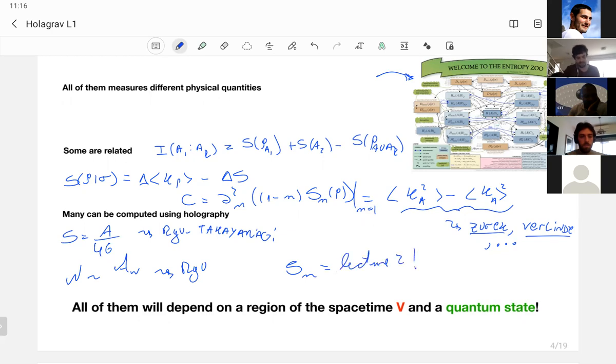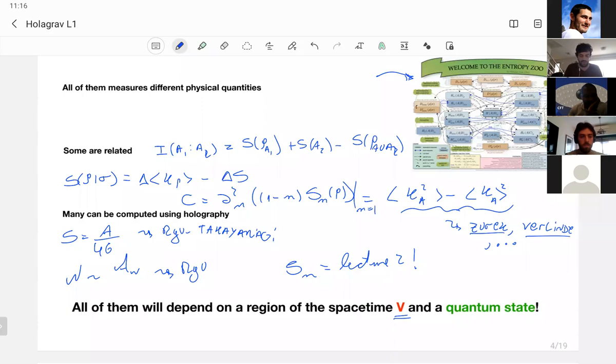In this talk, all the quantum information quantities that I will mention will depend on a region of the spacetime and the quantum state. And the quantum state in this talk will always be the vacuum state. So this is not a necessity. You can define all of these quantities for systems. You can define a set of particles and say these two particles are the region A and the rest is region B, but it will not be a region in spacetime, let's say.